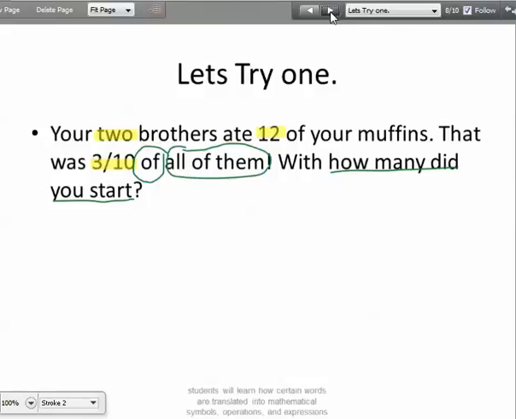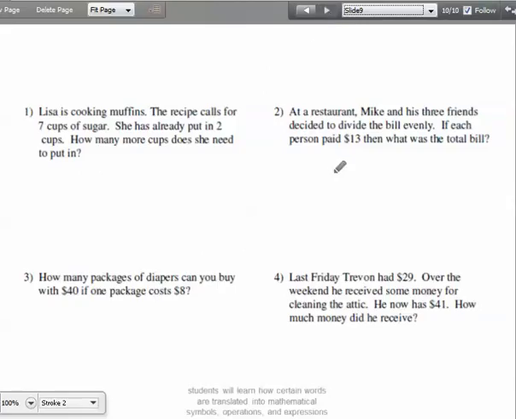Any of those types of techniques that help you understand what you need to use in the equation will help you solve this equation and is worth doing. Let's try another one here. Lisa is cooking muffins. The recipe calls for 7 cups of sugar. She already has put in 2 cups. How many more cups does she need to put in?